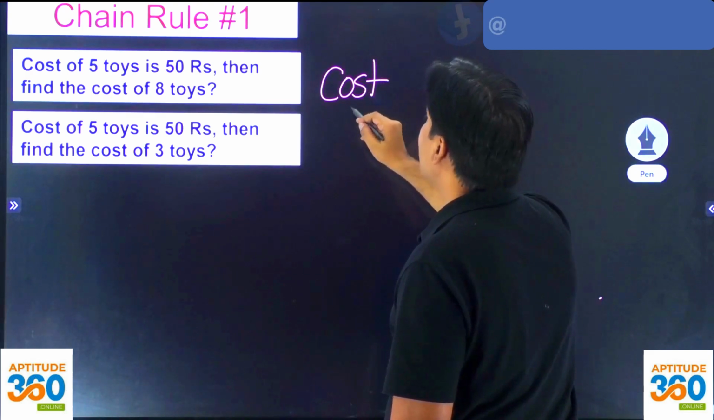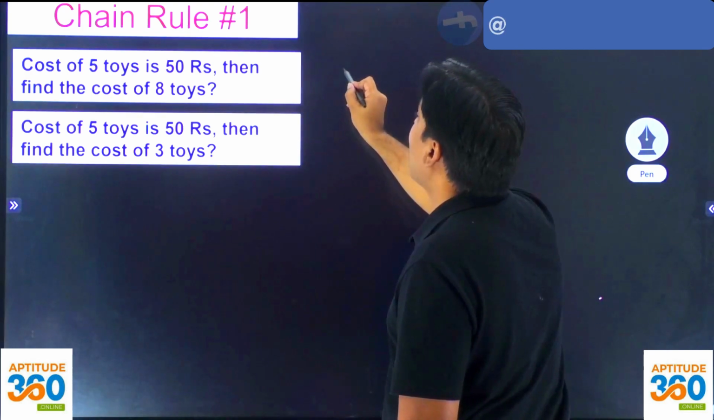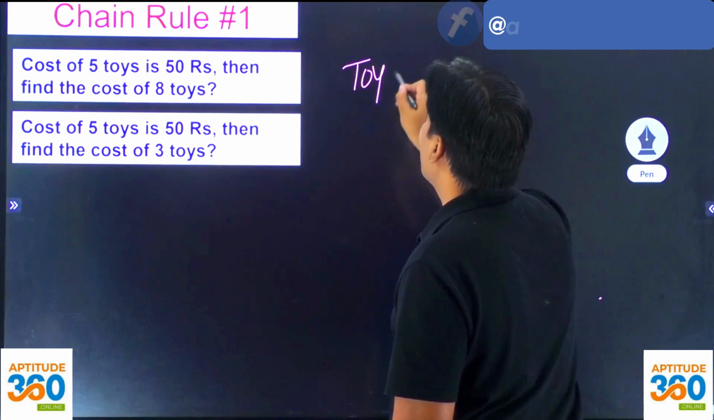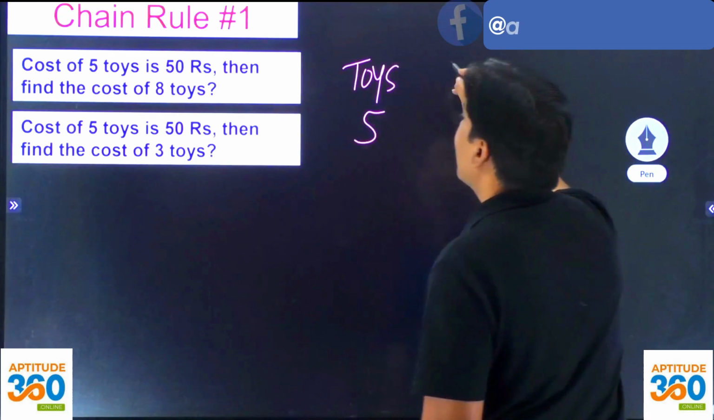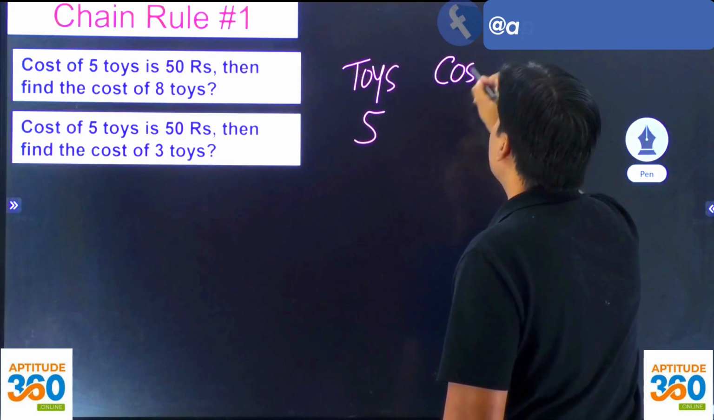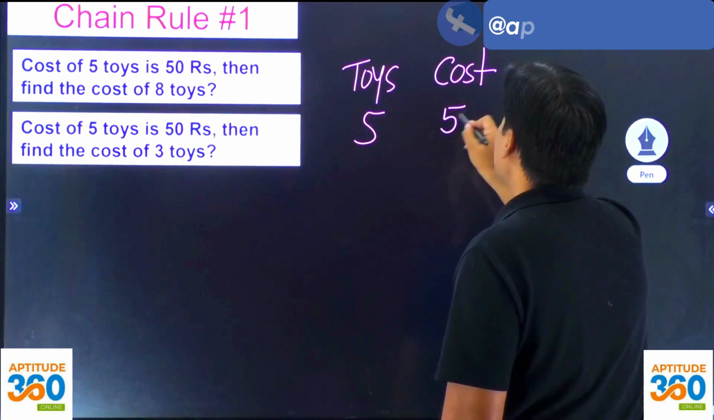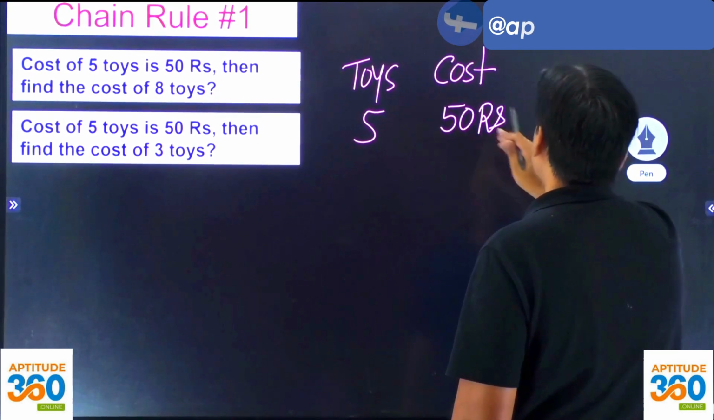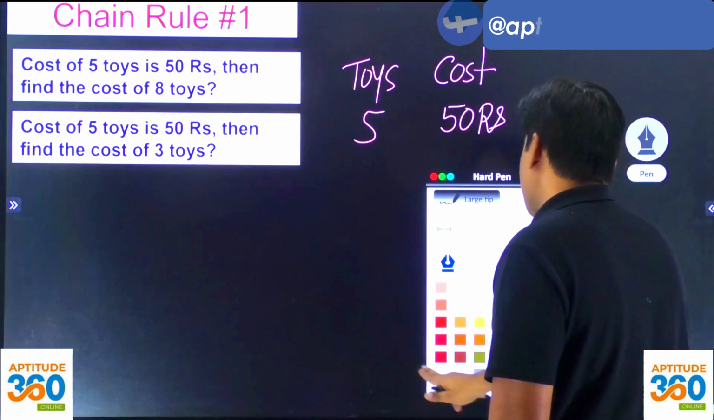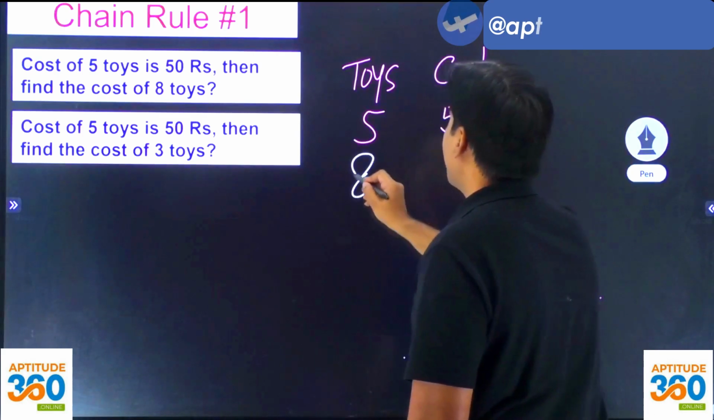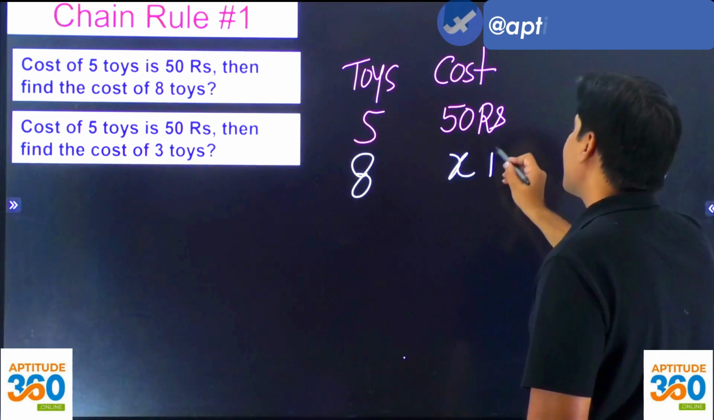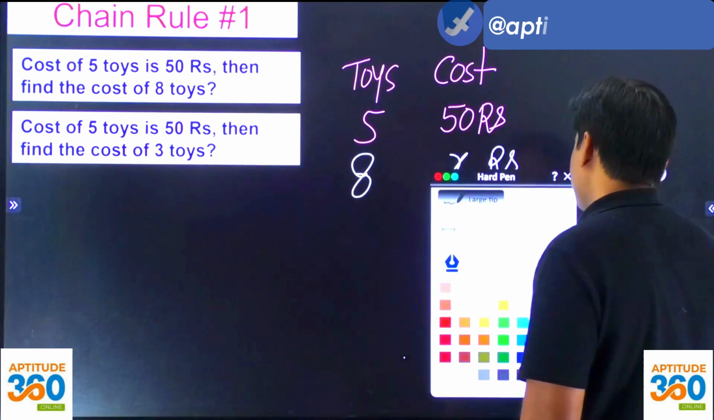So cost, how many toys do we have here? We have got 5 toys, right? And the cost of these 5 toys is 50 rupees as per the problem. And then the problem is asking us to find out what is going to be cost of 8 toys. Let us say that this is X rupees.